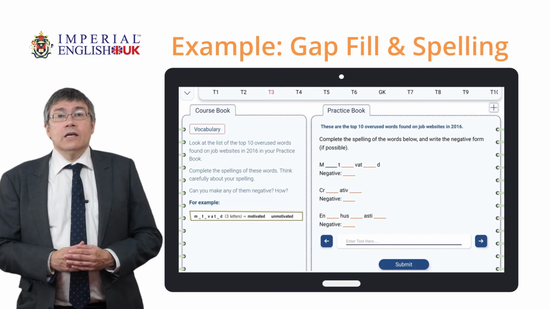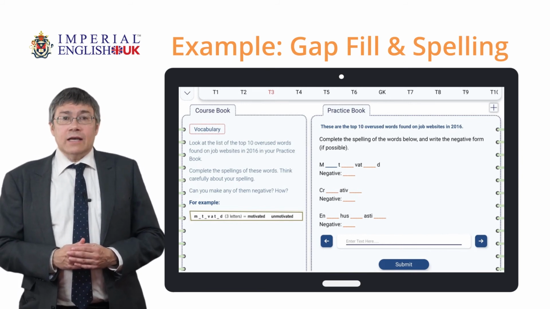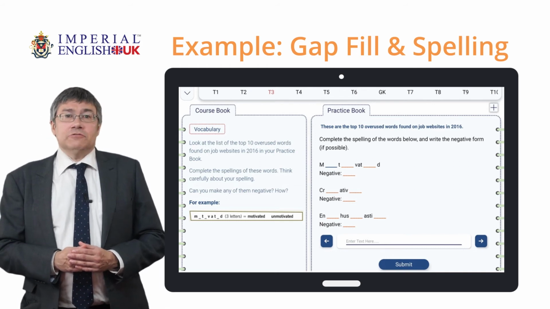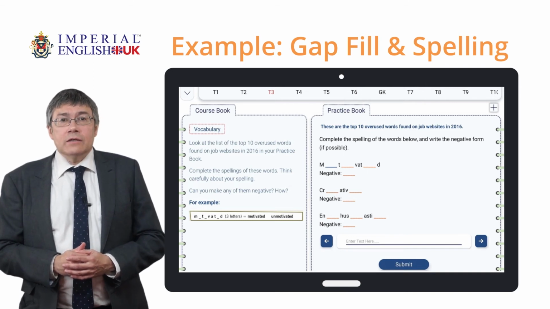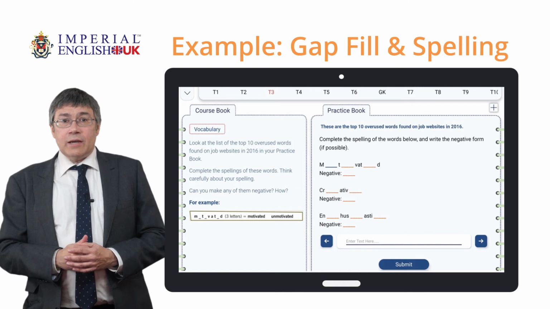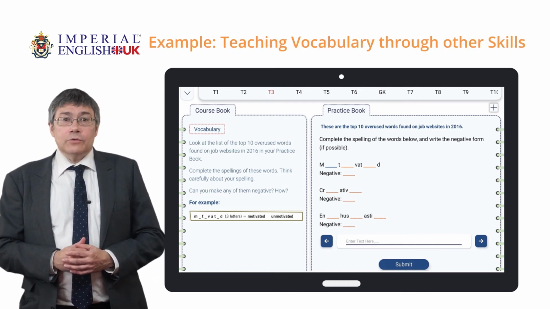Another exercise could be a gap fill task that can focus on spelling, sounds, or collocations, etc., like this. This gap fill exercise gets students to think about spelling while also building their vocabulary bank by learning or revising the negative form.